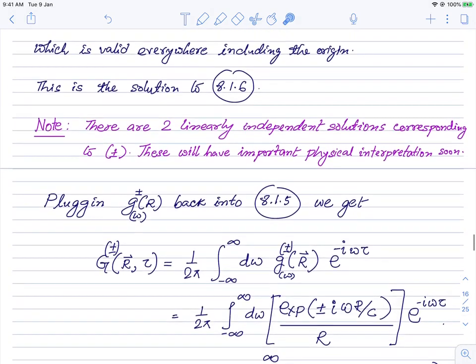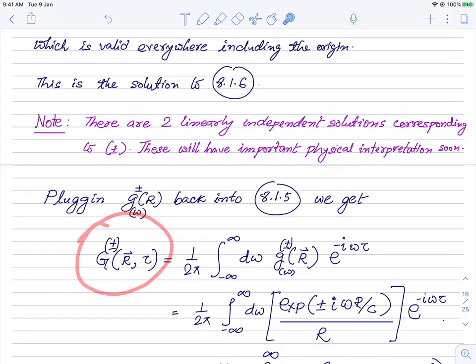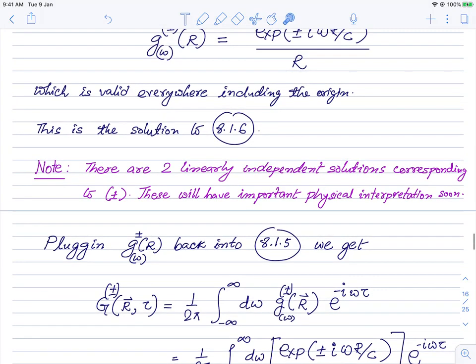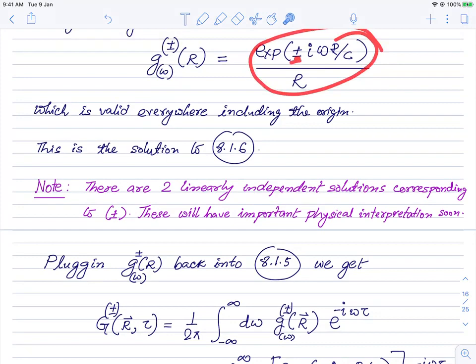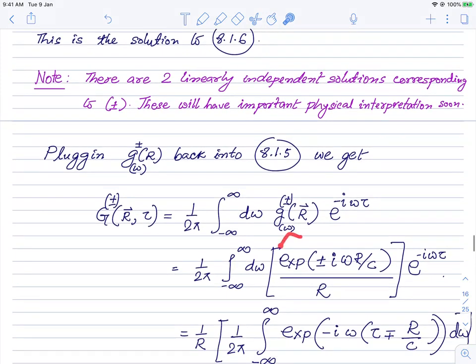So now we have to find what is capital G, right? Given small g, we have found a solution for the Helmholtz equation. So now we have to plug it back into the time Fourier transform, or this tau Fourier transform, and find what is capital G. So we just take the two solutions together with the plus minus sign, and plug them into this integral with the omega integral. So we have to perform the omega integral and find a solution in terms of tau.